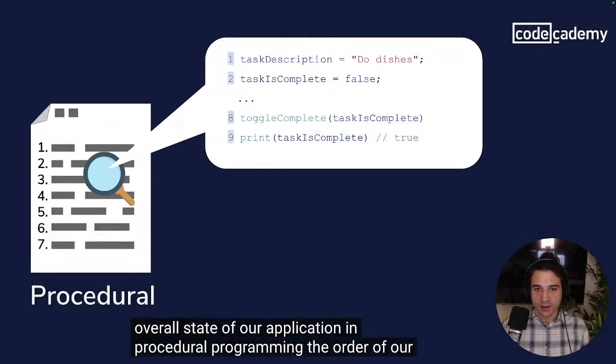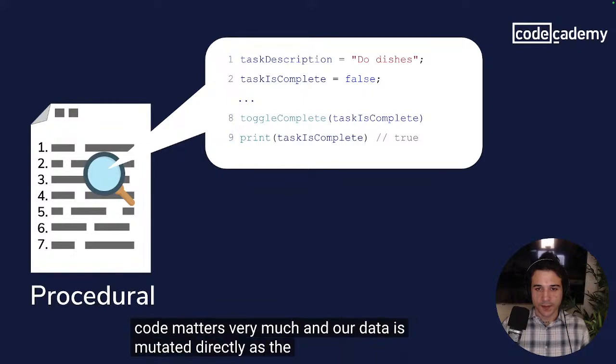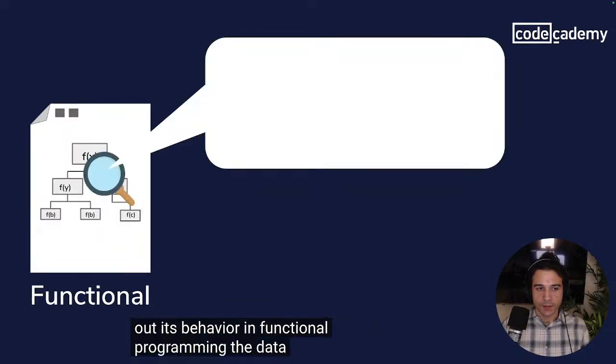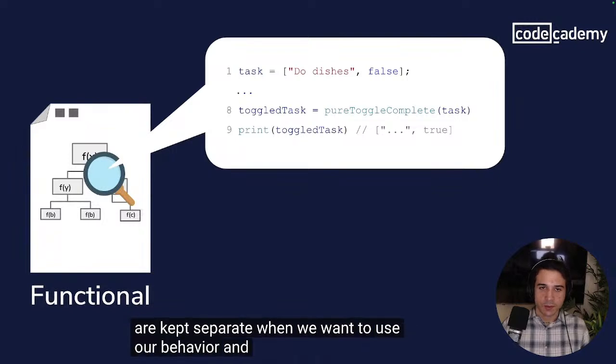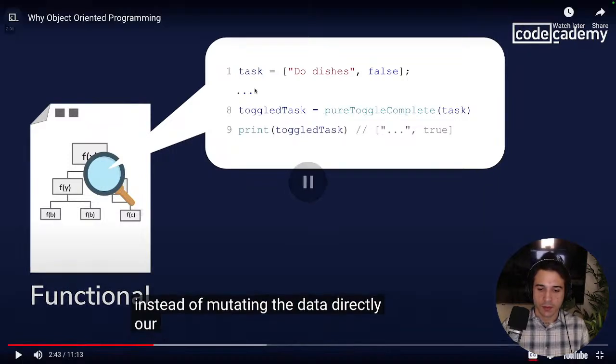In procedural programming, the order of our code matters very much, and our data is mutated directly as the program carries out its behavior. In functional programming, the data and the behavior are kept separate. When we want to use our behavior and toggle the to-do task, instead of mutating the data directly, here we have a list, task equals do dishes, comma, false. And we have this toggled task variable, assuming we define this function pure toggle complete, it takes in the task and it prints toggled task, which is a list that has something in it.